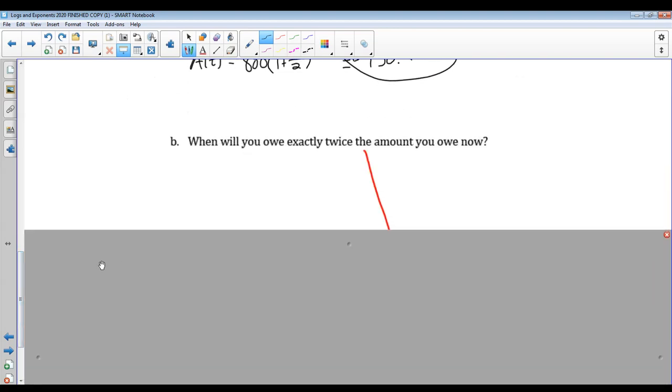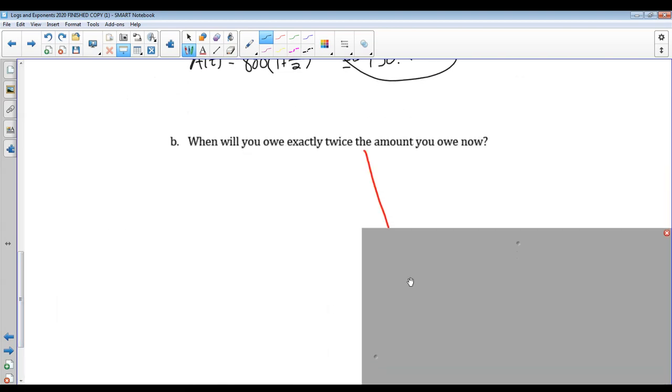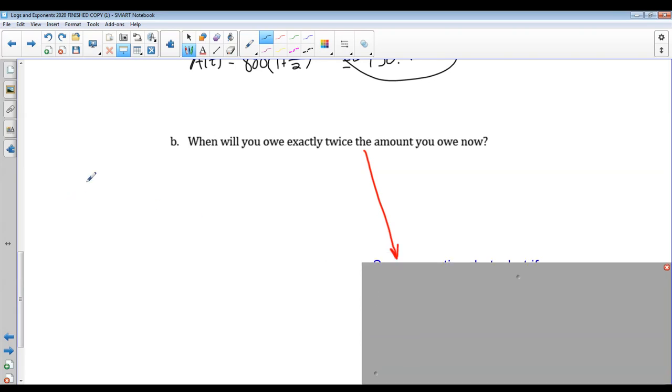Let's do a little more algebra here, so you can ignore that red arrow for now. I'm going to ask you another question in a second. So when will we owe twice the amount we owe now? So basically, I want to know when the A of t will equal $1,600. So when will that final amount double what we owe now? So we're still going to plug in everything that we know. So in this case, I actually kind of know the answer. We need to work backwards here.